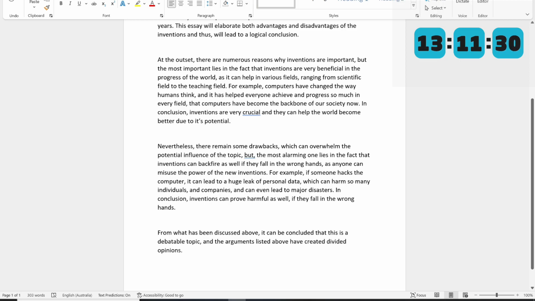In conclusion, inventions can prove harmful as well if they fall in the wrong hands. For example, if someone hacks the computer, it can lead to a huge leak of personal data, which can harm so many individuals and companies, and can even lead to major disasters. And it was proven due to the terrorist attack in 2011.